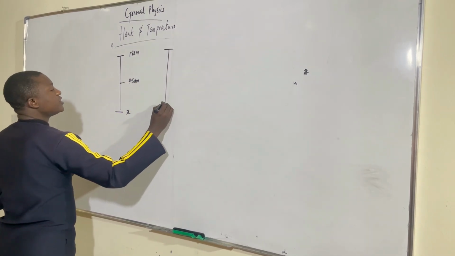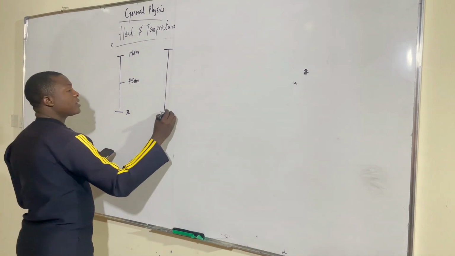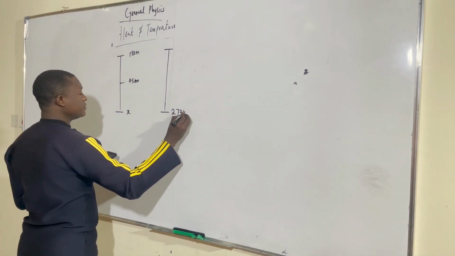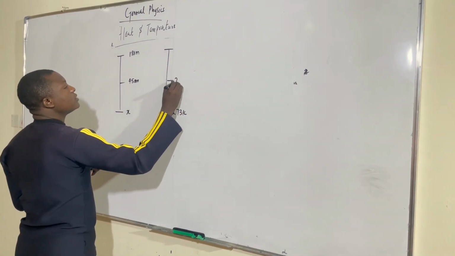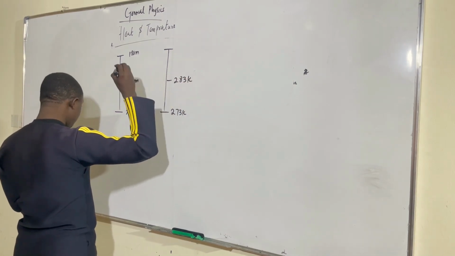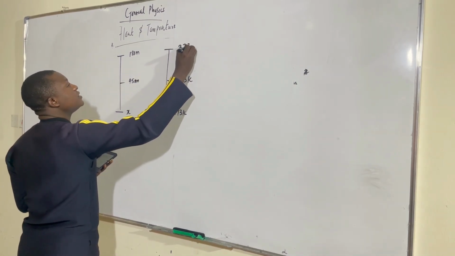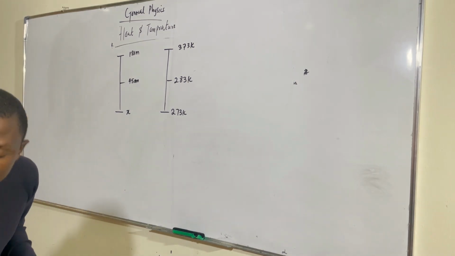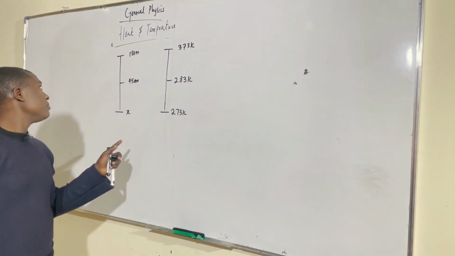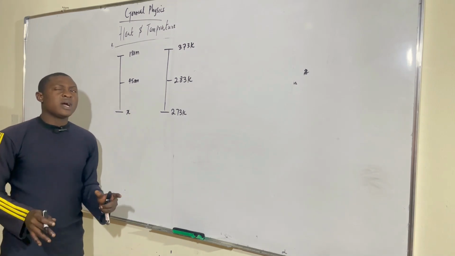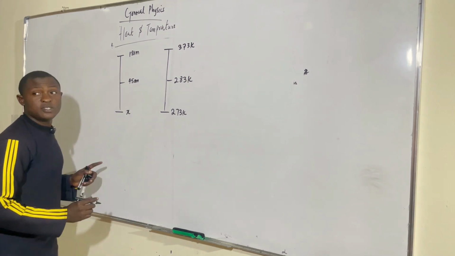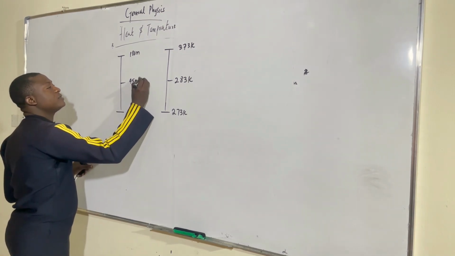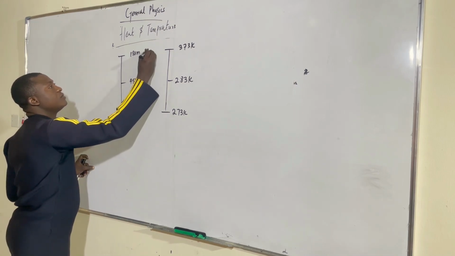Then Celsius scale. Here we have Kelvin scale: 273 Kelvin, 283 Kelvin, 373 Kelvin. You can see now we have to find the value of x. That means in that problem we are looking for the lower fixed point of that thermometer in millimeter. So anyhow they give you the problem, just interpret it just like the way we followed it the other time. It's from here to here, from here to here, right?